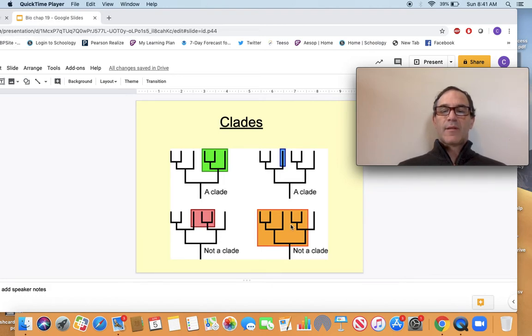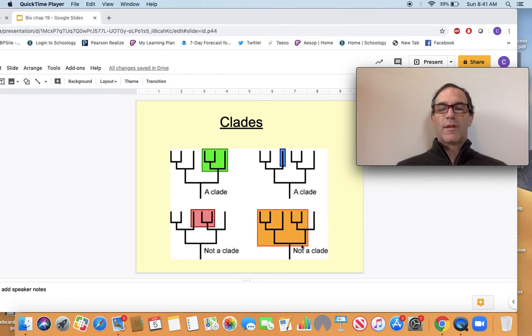Okay, this orange one doesn't involve a big group. Can you tell me why it's not a clade? Why would that one not be a clade? Even though I can't hear you, I kind of know what you're maybe thinking here. We've left out this group here, right? We've left this branch off. So therefore, not a clade.